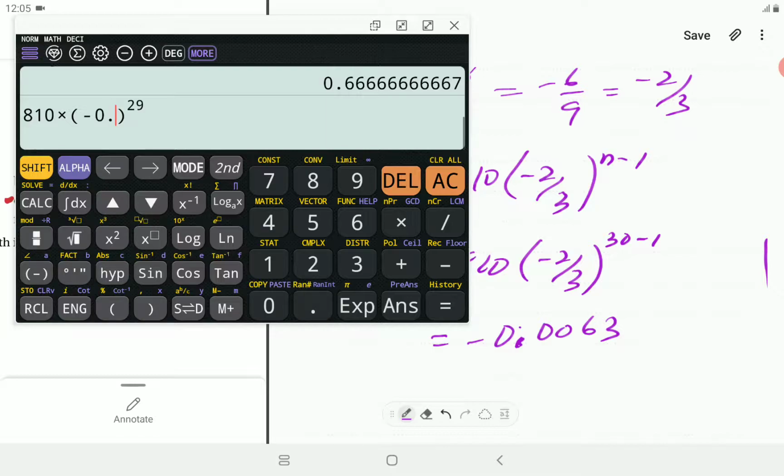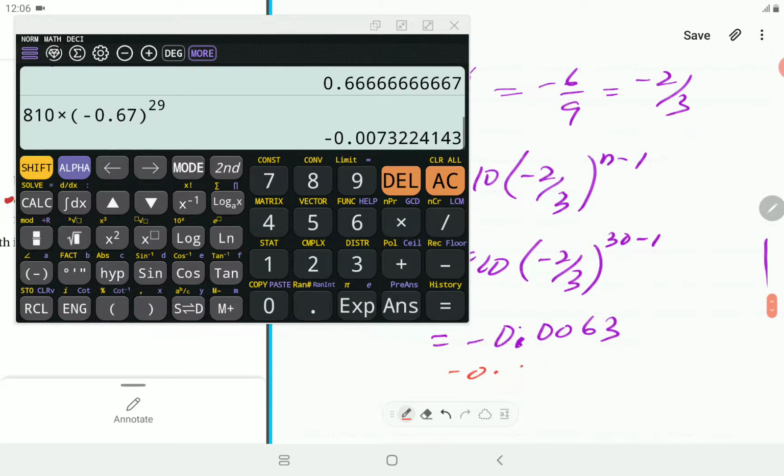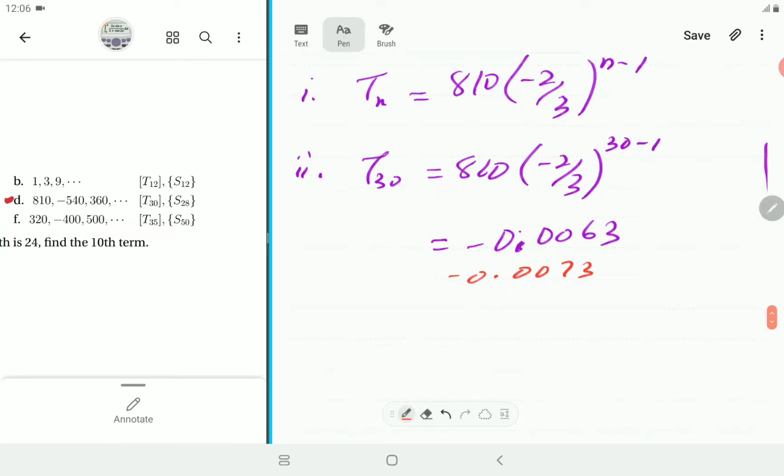Okay, just to show you what would happen if we used a decimal estimate there. If you use 0.67, then you can see that the number we are going to get is 0.0073, which is very much different from that one. Okay, so we want to round off right at the end. Before then we use the fractional form.